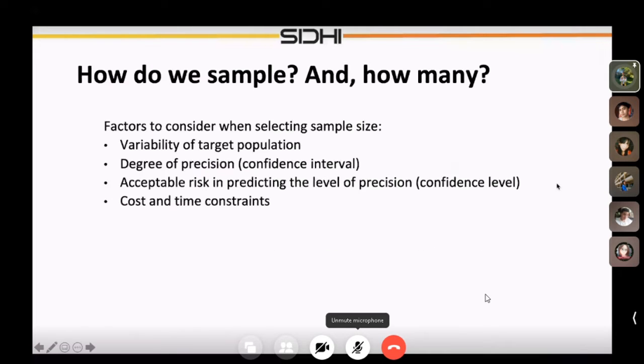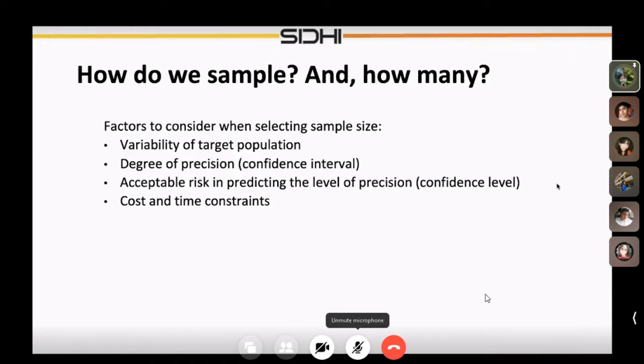So moving forward, the next aspect now is how do we actually sample, and how many samples is enough or sufficient for us? There are several factors, and I would answer the second question first. There are several factors when actually selecting the sample size.